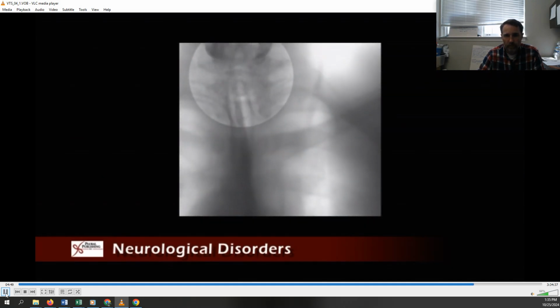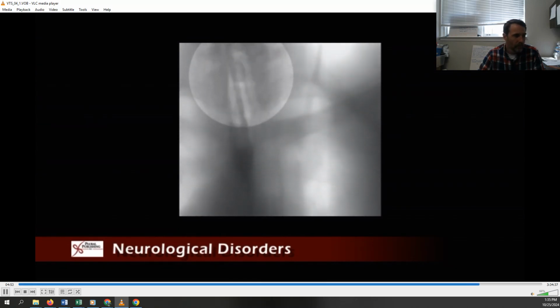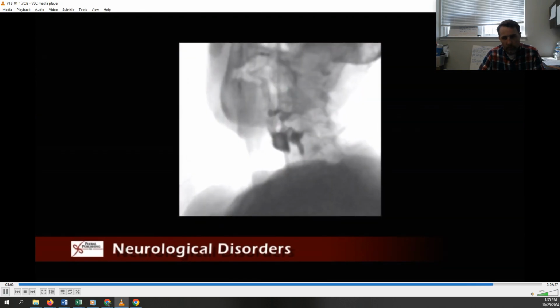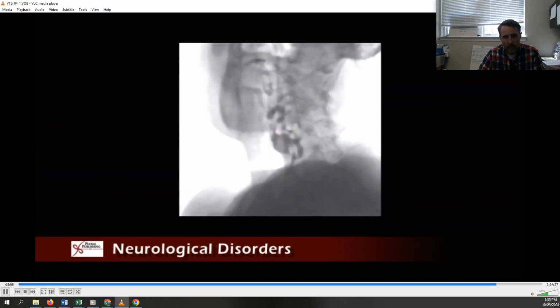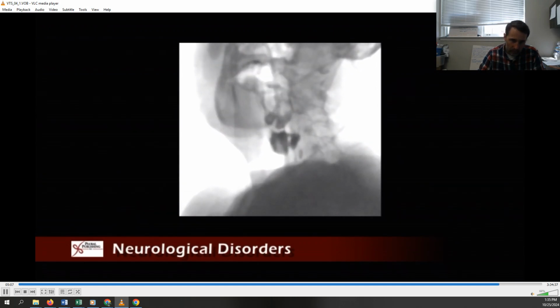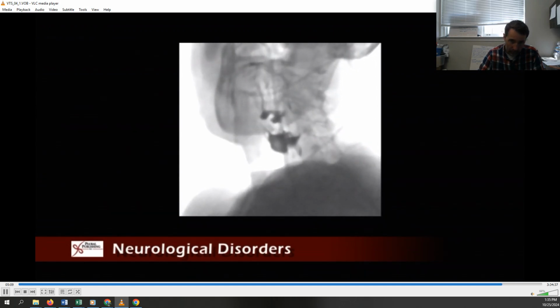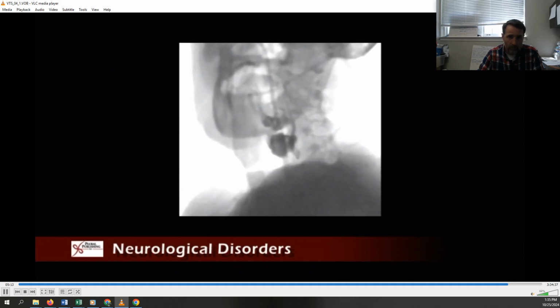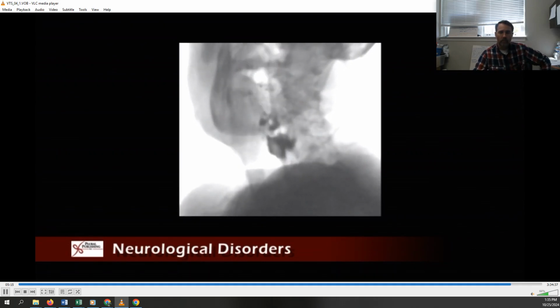Anterior-posterior viewing demonstrates bilateral residue in the piriform sinuses, and a head-turn compensatory posture was then attempted in an effort to improve bolus clearance from the piriforms through the UES. But we can see from the residue that it was of limited benefit.